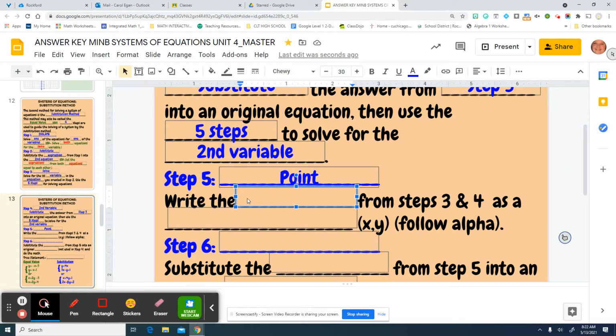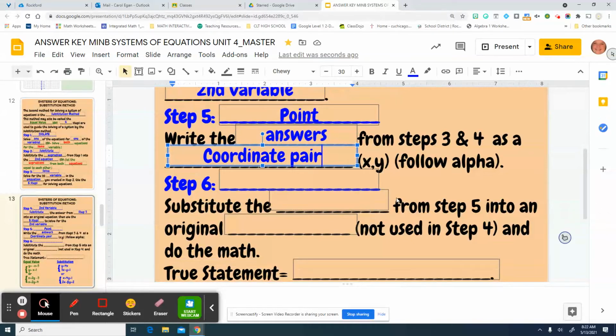So we're going to write the answers from step 3 and 4 as a coordinate pair. Here, when we say follow alpha, that's because if they don't use the variables x and y in the system, maybe they use A and B or F and G or whatever two alphabetical letters, we always follow the alpha, meaning whichever letter comes first in the alphabet would be considered the x value and the second one would be considered the y.